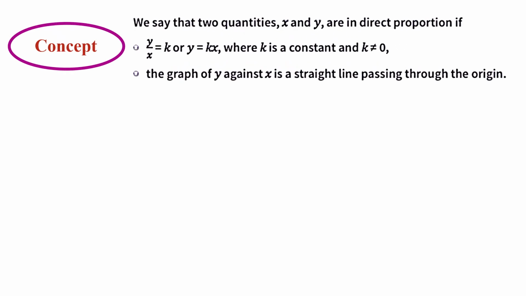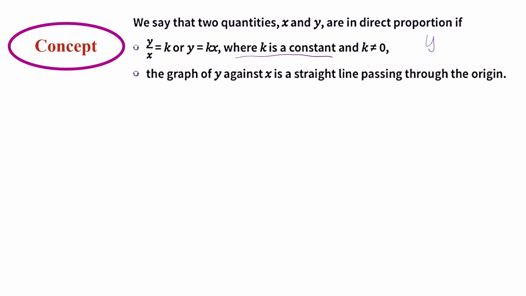When we say two quantities x and y are in direct proportion, what we are saying is you can express y equals to k times x, and k is a constant. It means that the value of k does not change. You can have different values of x and y, however, the value of k will remain the same throughout.